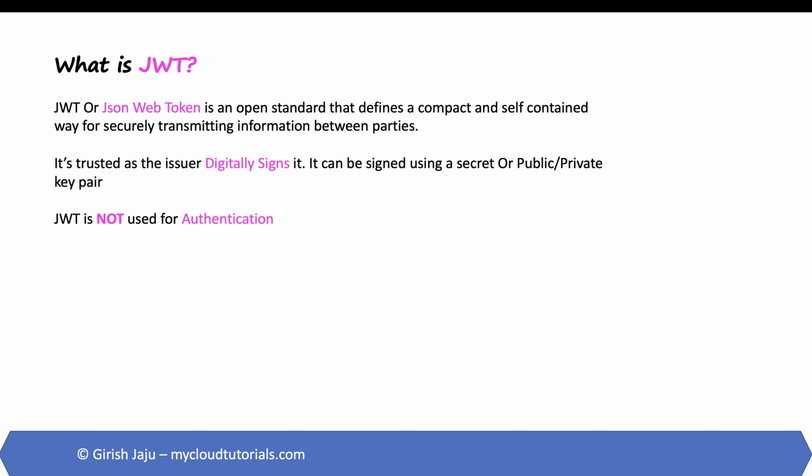One thing to note is that JWT is strictly for authorization. It's not for authentication. You still have to validate your user, whether it's username, password, or any other combination that you use, but you have to validate the user's authenticity before issuing them a JWT token.